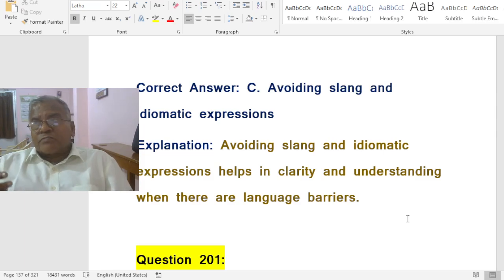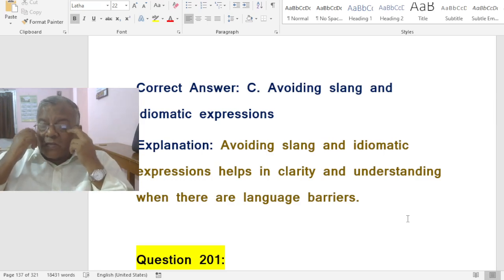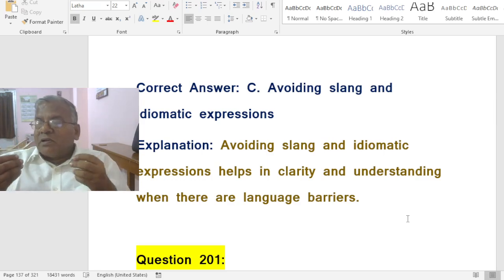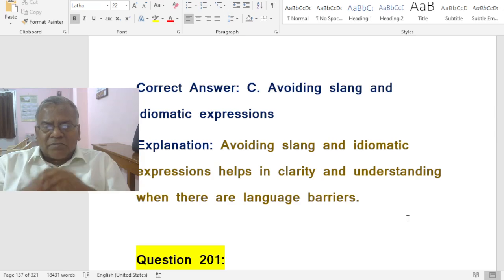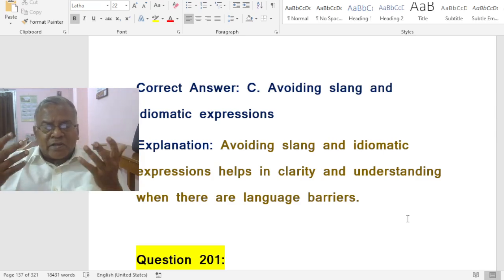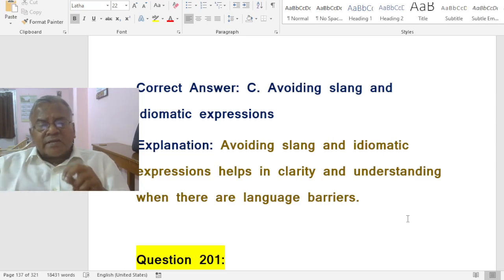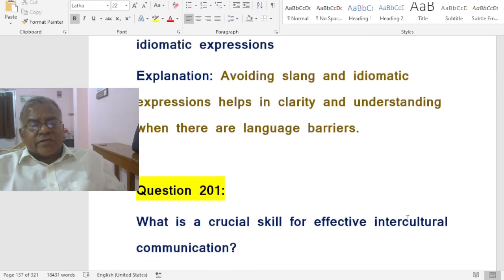Likewise, idiomatic expression means high expressions in a very bombastic language, so people may not understand it. It should be very simple, very clear. The language should be spoken in a clear and understandable manner. If you use bombastic, very difficult words and idiomatic expressions, then people cannot understand. That is the idea here. Avoiding slang and idiomatic expressions helps in clarity and understanding when there are language barriers.